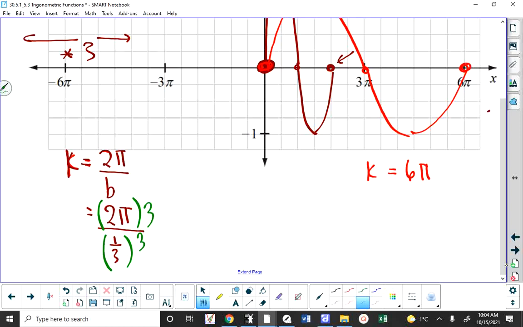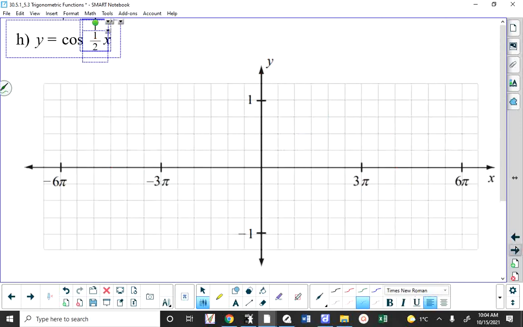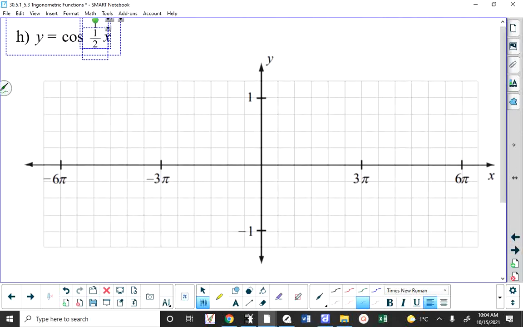What I'm telling you is, to find periods of trigonometric functions, you do not want to think about stretches anymore. You just want to go 2 pi divided by b. So that being said, let's try this one without even graphing it.